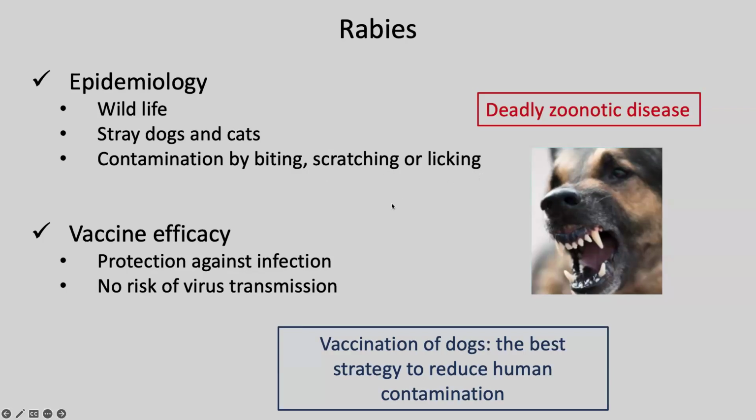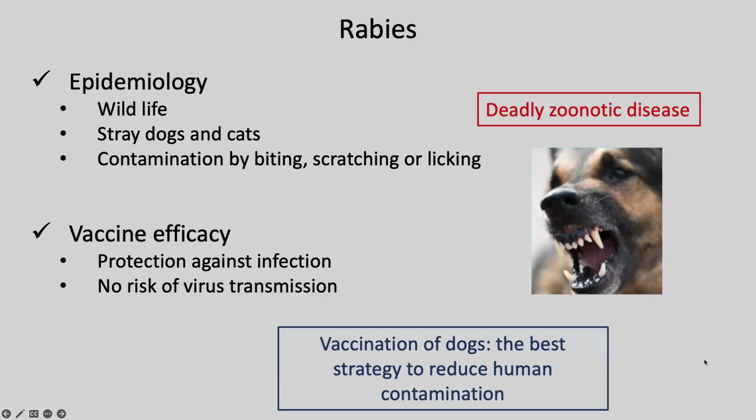And what is really, really important is that vaccines protect against the infection. So it means that if you have a dog that is correctly vaccinated against rabies, there is no more risk of virus transmission to other dogs, but mainly to humans. So it is really clear that vaccination of dogs is the best strategy to reduce human contamination.